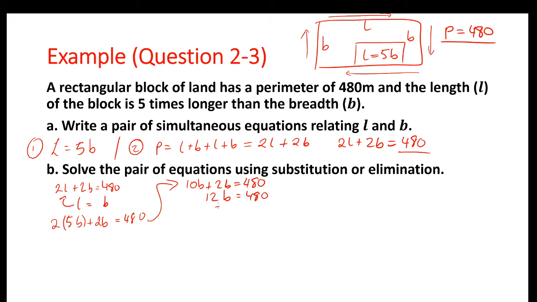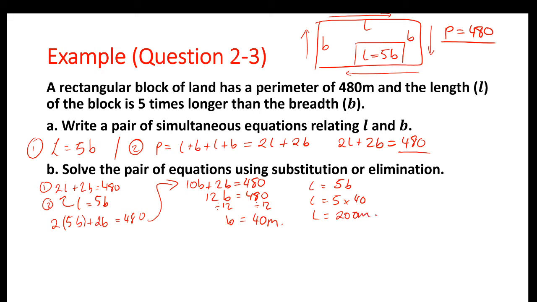So to get the B by itself, divide by 12, divide by 12. So B is equal to 40 meters, because it's meters. Now to work out what my length is, I can use either one of these two equations. I'm going to use equation number 2 because it's already telling me what the length is. It's equal to 5 times the breadth. So L is equal to 5 times 40. So L must be equal to 200 meters.